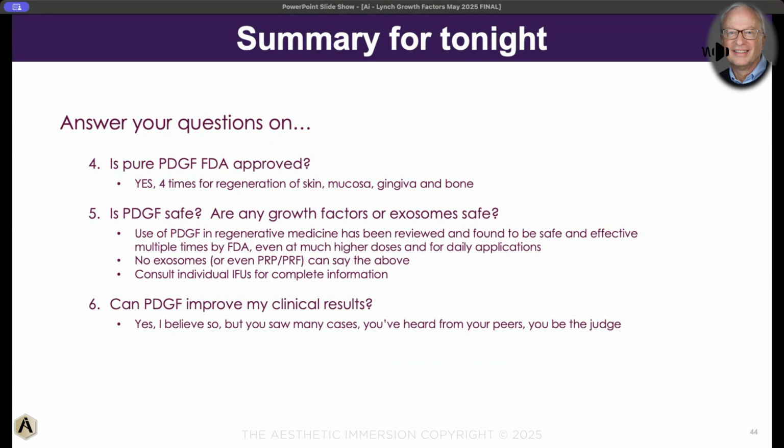It's been surgically implanted. It's been injected. No other exosomes can say that. Definitely consult your IFUs for additional information on those other products, like you always should. Can PDGF improve my clinical results? Well, I believe so, but you saw some of the cases, you've talked to your peers, so you be the judge. Next. Thank you all very much.